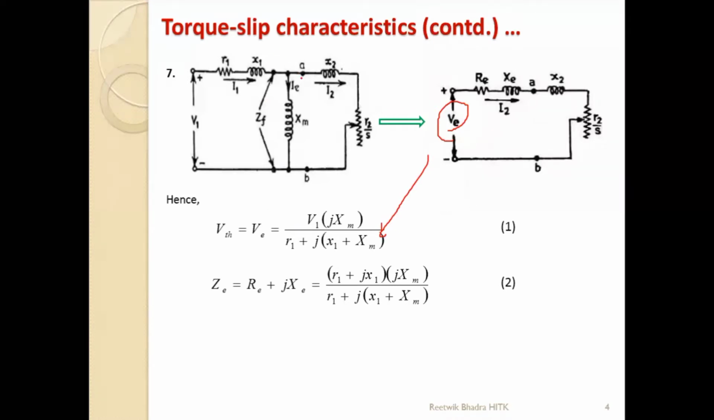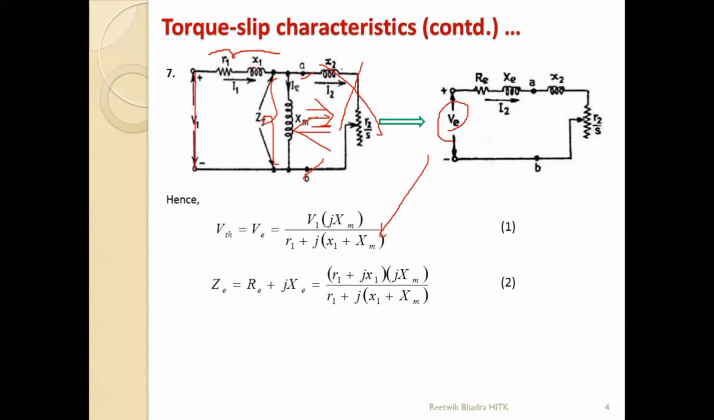Now, what is the equivalent impedance between these two branches? Again, remove this part. This part is removed. From here, you will observe what you do. You short circuit these two terminals. If you short circuit these two terminals, what you will get? What you will get? This branch XM comes in parallel with this branch. So JXM parallel with R1 plus JX1.